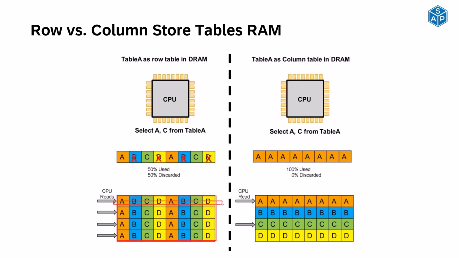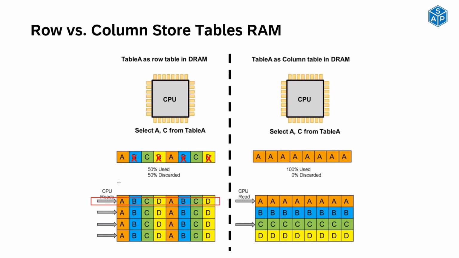Now what happens in a row store table? The database will read the record row by row. First it will read record 1, record 2, record 3, and while it is reading all the records, it will load all the information in the record into the memory, because it is a row store database.